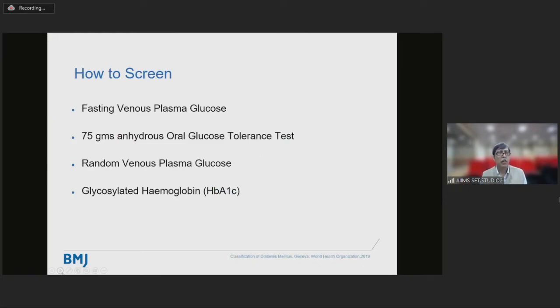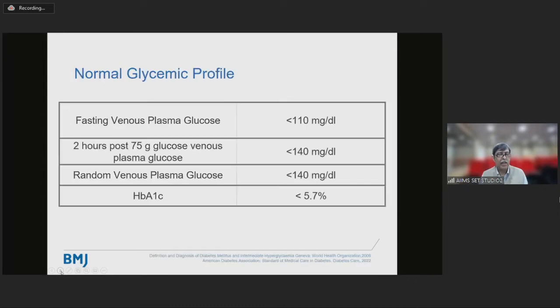How should we screen? Fasting venous plasma glucose, an oral glucose tolerance test, a random venous plasma glucose, or glycosylated hemoglobin are the different tests which have been recognized, and there are different diagnostic criteria for them. But before we talk about what is abnormal, it's important for us to decide what is normal. So a fasting venous plasma glucose of less than 110, this is what is recommended by the WHO, and this is what is endorsed by the ICMR.